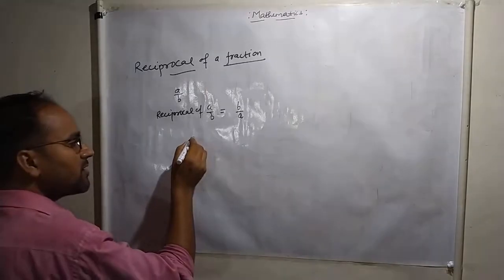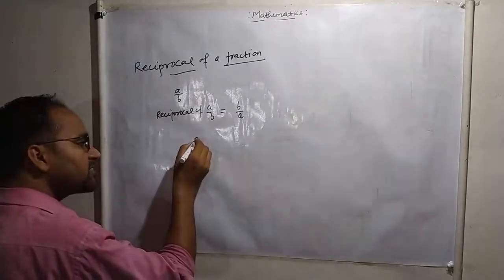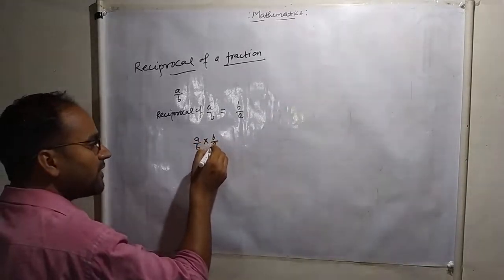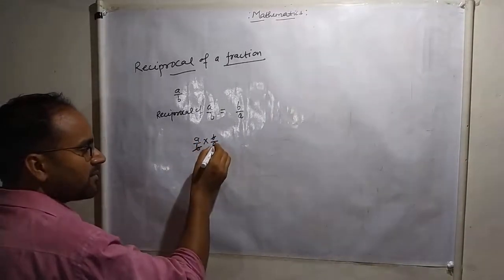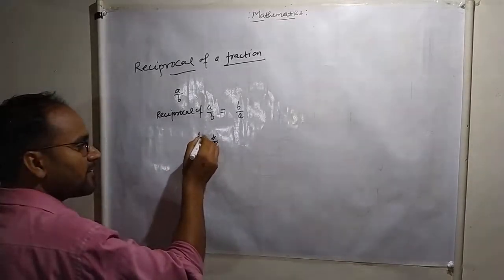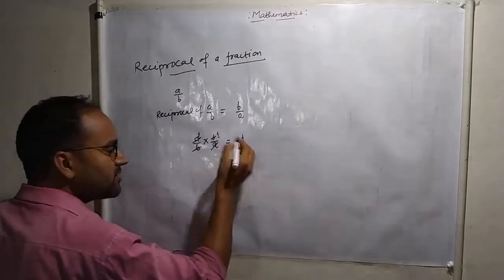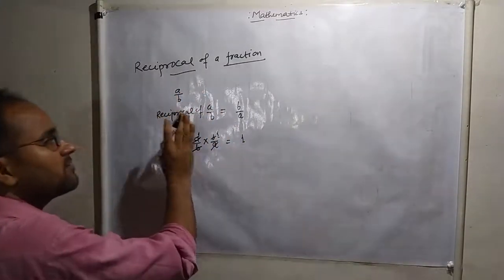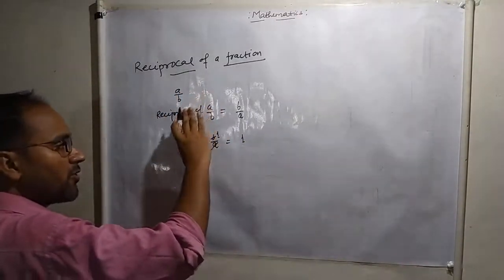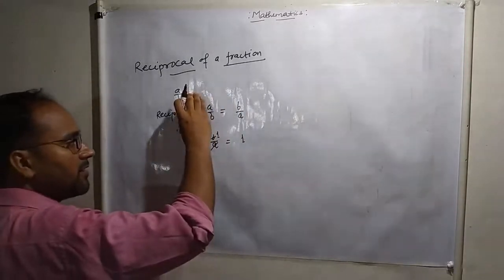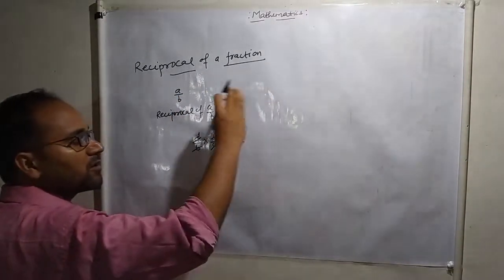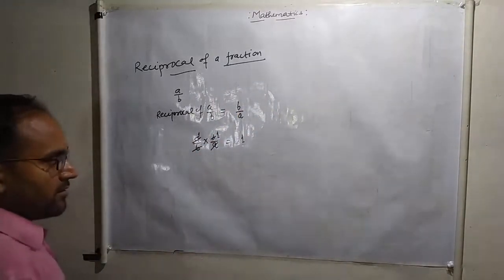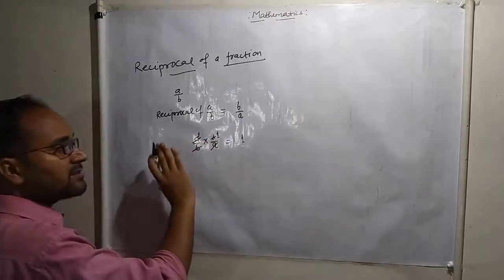I will show you this one. Product of a fraction and its reciprocal, b upon a. This b is cancelled out by this b and this a is cancelled out by this a. What will you get? Always remember, students, the product of a fraction and its reciprocal is always equal to 1. Whatever the sign is, it is not going to change.